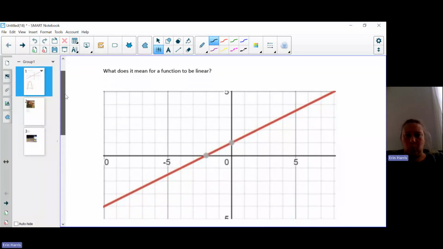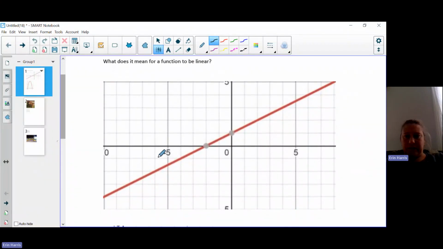Okay, so the first document that I'm going to share, you don't have access to. It's just a document I made to put up on the screen. But we have talked so far about what it means for a function to be linear.